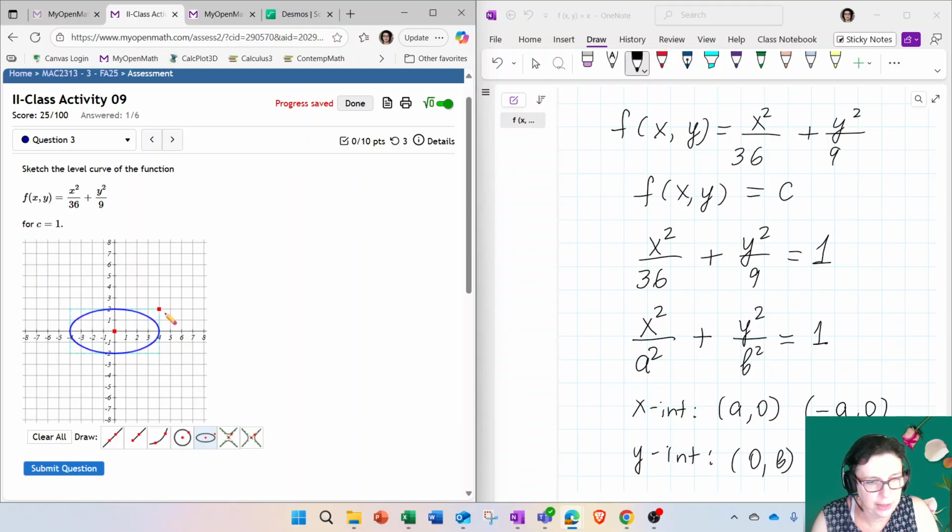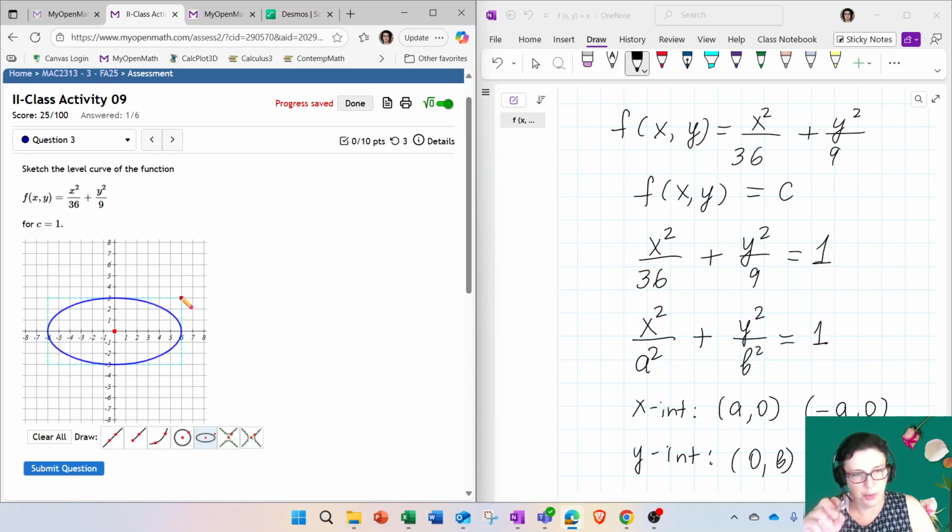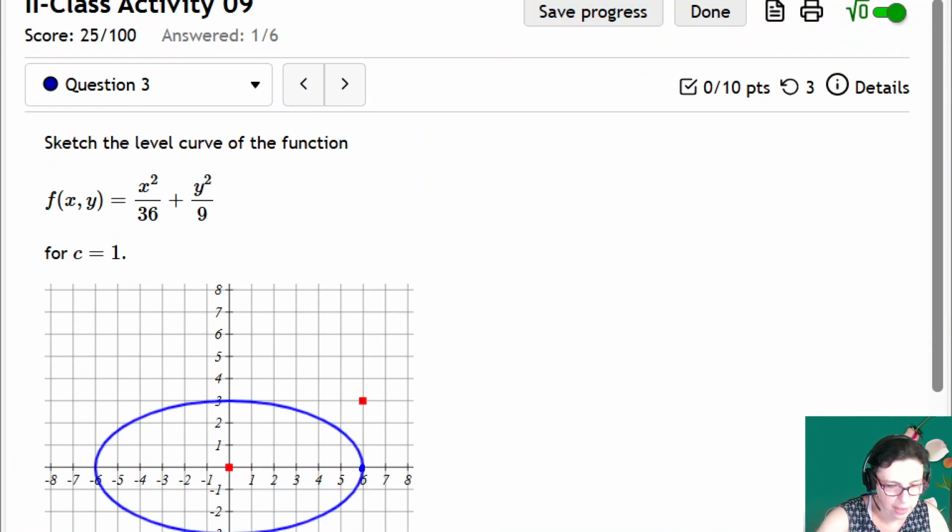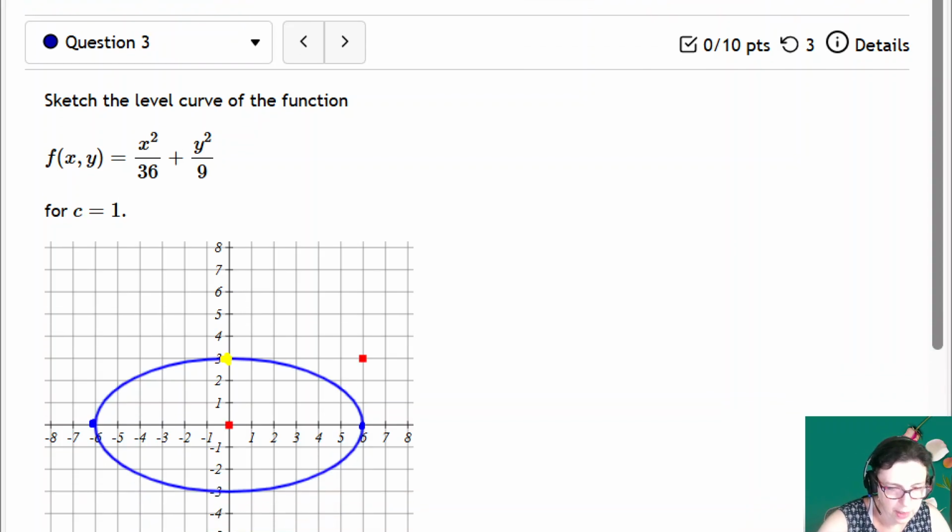Let's see if we can move this. There you go. Now my x-intercepts are at (6, 0) and (negative 6, 0). However, my y-intercept should be at 3, so I just need to move this point over here. This special point really has coordinates (a, b). What you need to understand is that the x-intercepts should be 6 and negative 6, and the y-intercepts should be at (0, 3) and (0, negative 3). That's going to be your level curve.